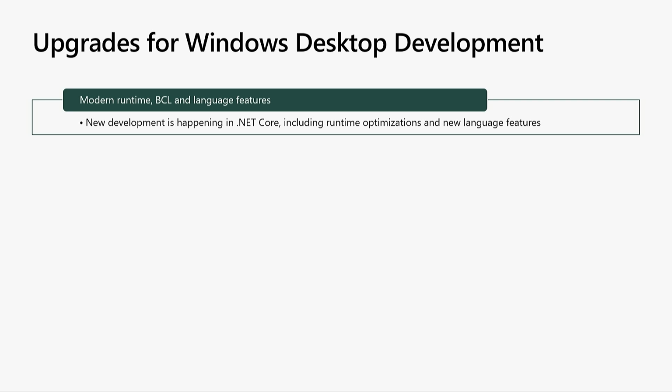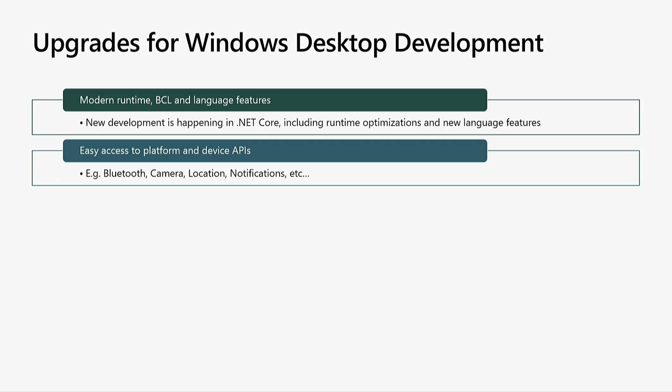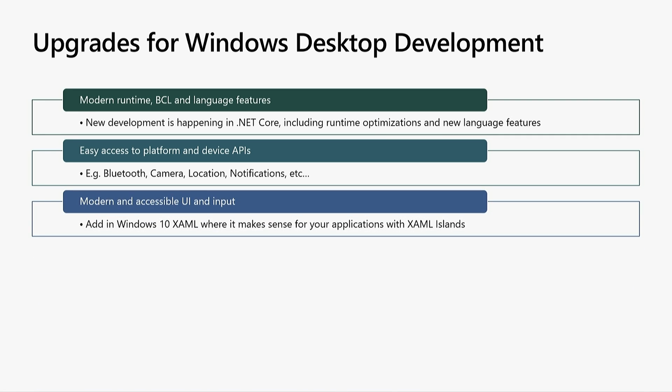The first one is a modern runtime with .NET Core, with more modern runtime characteristics, performance optimizations, more frequent updates, you name it. Next is easy access to platform and device APIs on Windows 10, such as Bluetooth APIs or geolocation or things like that that were traditionally difficult to do in .NET Framework desktop applications or Windows Forms WPF. Next is modern and accessible UI and input with XAML islands. All of the platform controls in Windows 10 support natural user input, so text, voice, inking, you name it, touch, and now you can leverage those in your existing .NET desktop applications.